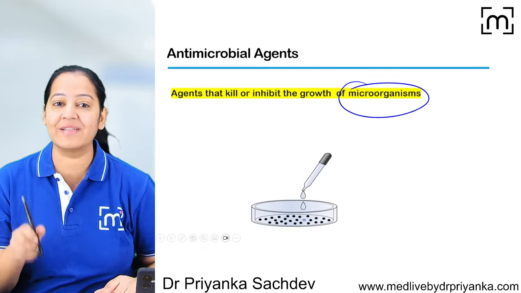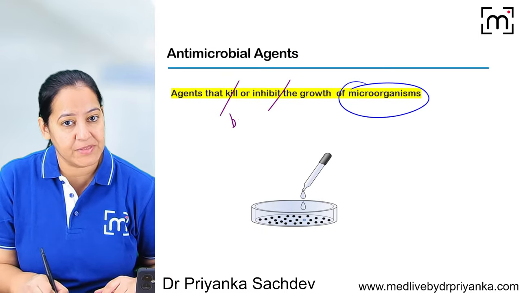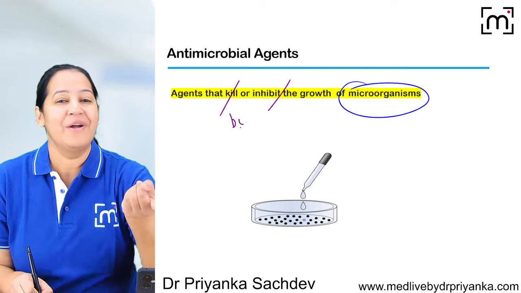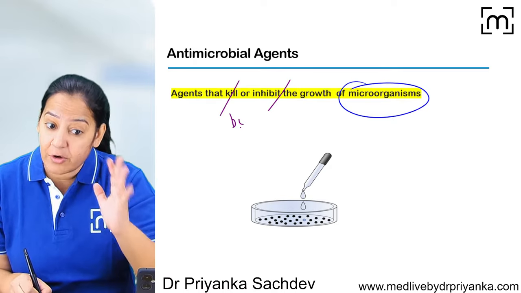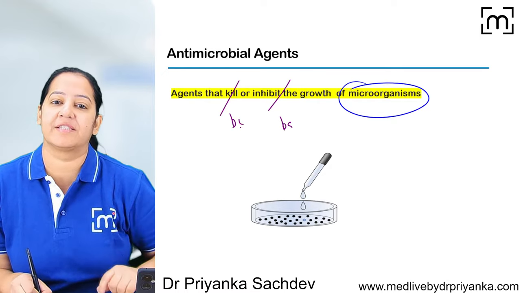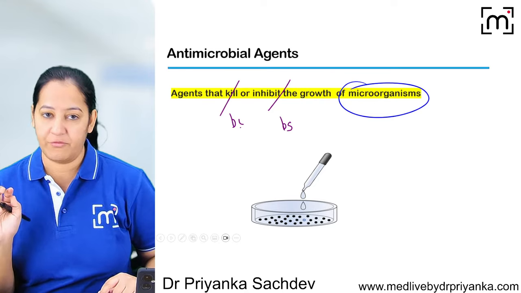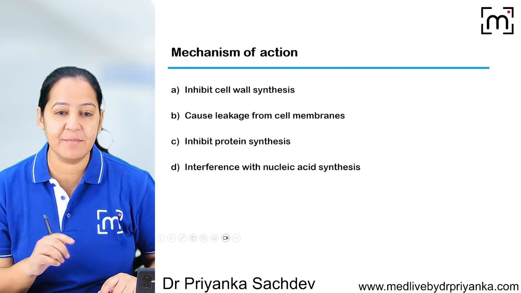Antimicrobial drugs are the drugs that either kill or inhibit the growth. Either they are bactericidal, that is they kill the microorganism, or they do not kill but they inhibit the growth. The bacteria cannot do binary fission. So they inhibit the growth of the microorganism, that is bacteriostatic. So they can be bactericidal or bacteriostatic. They are of two types. Now, based on the mechanism of action, I told you they are of five types.